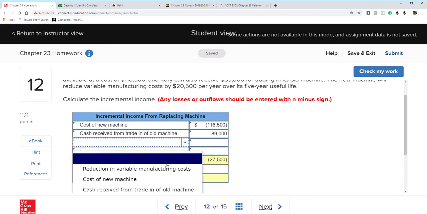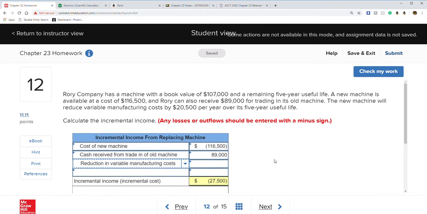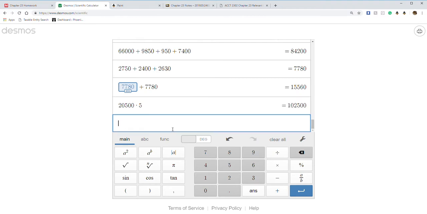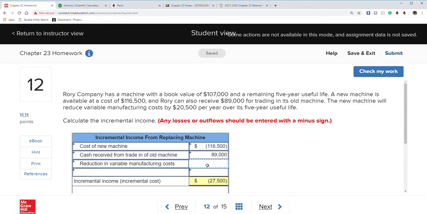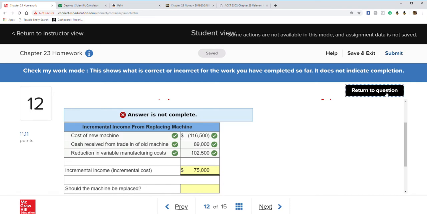The last thing that we have is variable. So reduction in variable cost. Now, this is $20,500 per year over its 5-year useful life. So we got to take 20,500 times it by 5. It's 102,500. So 102,500. And make sure that's all that Connect is requiring. Yes.